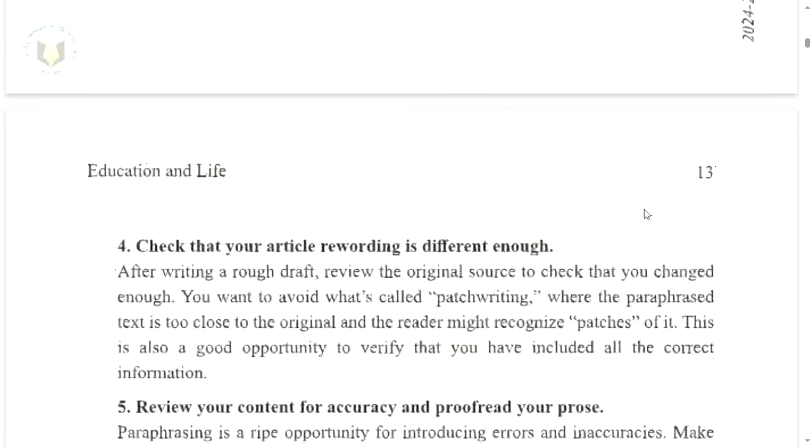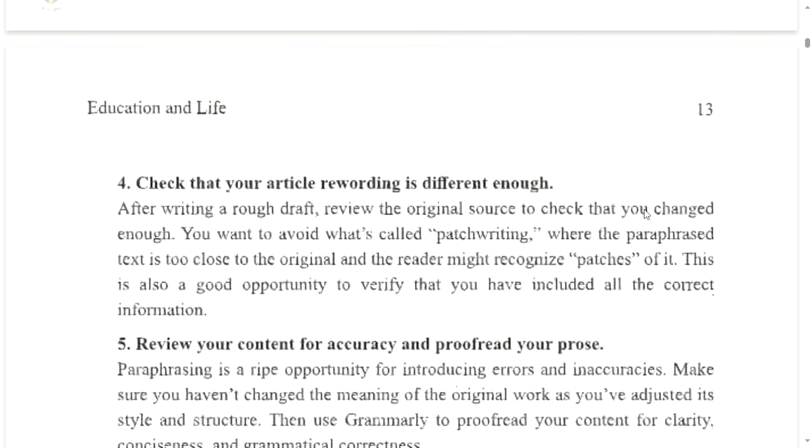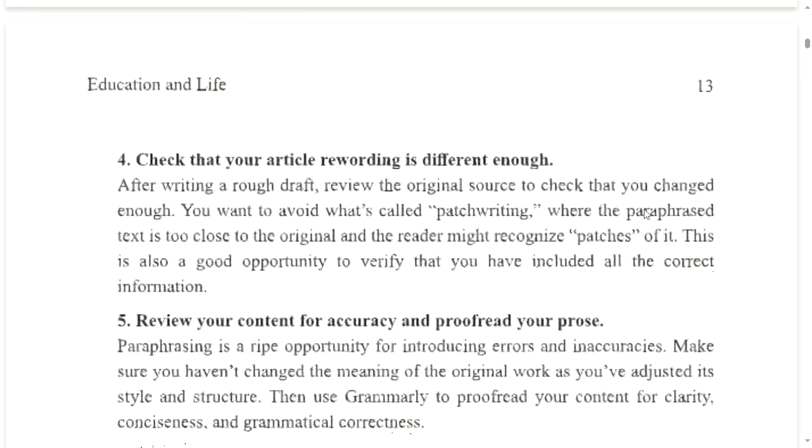Five, review your content for accuracy and proofread your work. Paraphrasing is a ripe opportunity for introducing errors and inaccuracies. Make sure you have not changed the meaning of the original work as you have adjusted its style and structure. Then use Grammarly to proofread your content for clarity, conciseness, and grammatical correctness.